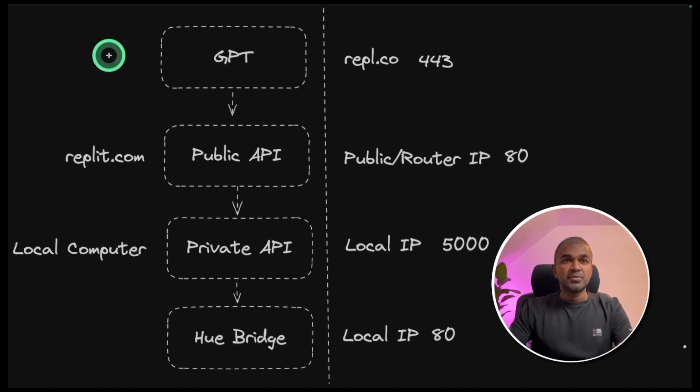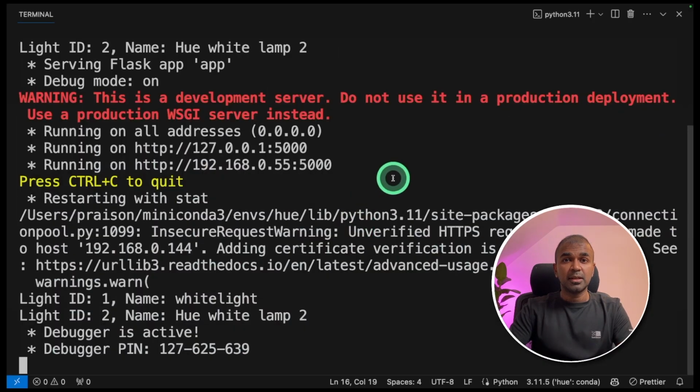That's it. First we created a GPT. Next we created a public application as a proxy to redirect traffic to our local application. Locally, I'm running an application here, which turns on light using the Hue Bridge SDK. Final step, you need to add schema in your GPT. Keep the application running in your local computer and also in Replit.